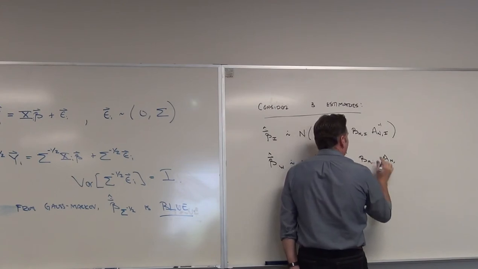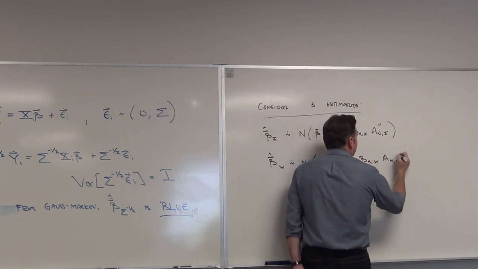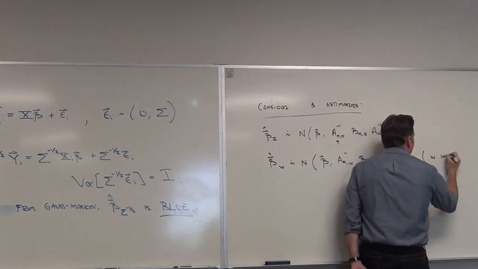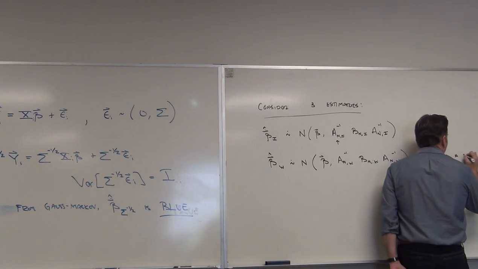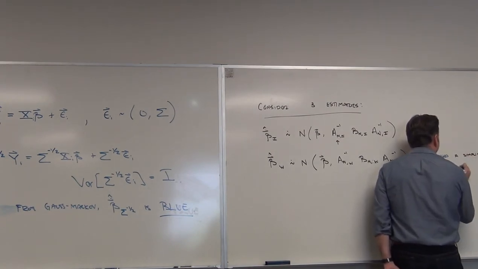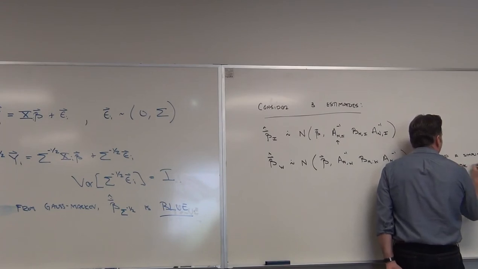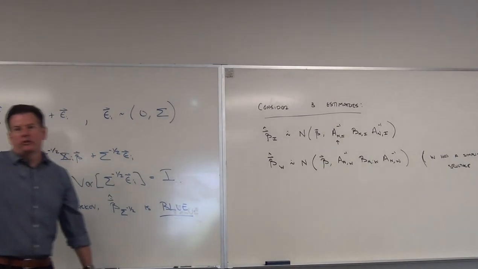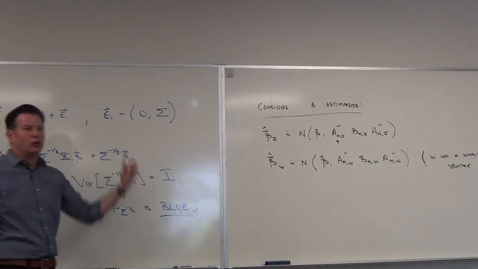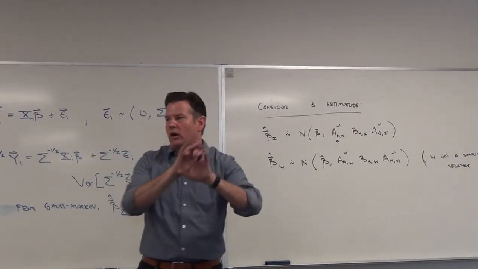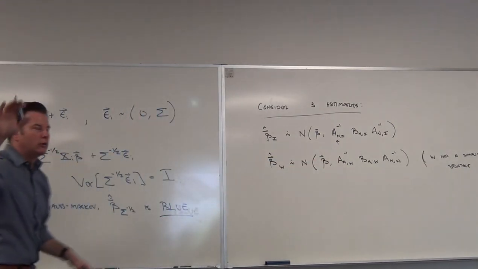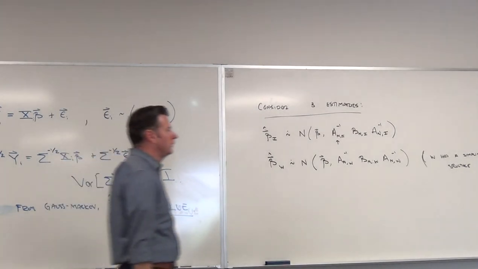W, W, W inverse. So W might have some simplified structure. Through our EDA, we will choose that simplified structure. We'll say, okay, it looks like we've got just a constant correlation, so maybe I'll assume it's exponential, or it looks like I've got this serial process, so I might assume it's AR1.